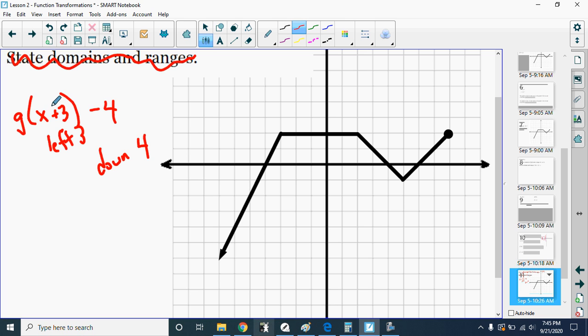Anything next to the x is opposite of what you would think. Anything on the outside is what you would think. So left 3, down 4. So this point translates to here. Left 3, down 4. That's this part right here. I'm going to translate this point left 3, down 4. And then this point, left 3, down 4.